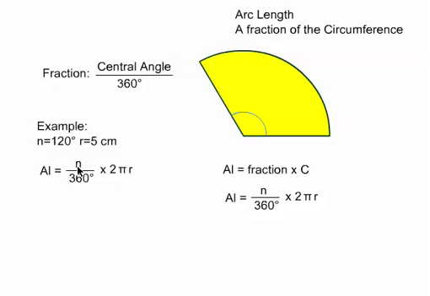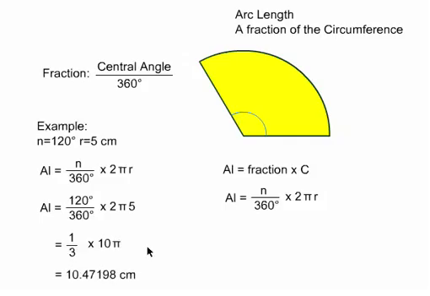So then the n, the central angle, is 120. So we replace n with 120. We replace r with 5. So step 2 is replacement. And so we get 120 out of 360 times 2 times pi times the radius, which is 5. And that simplifies to give us, you don't actually have to do this step, 10.47198 centimeters. And that's it.